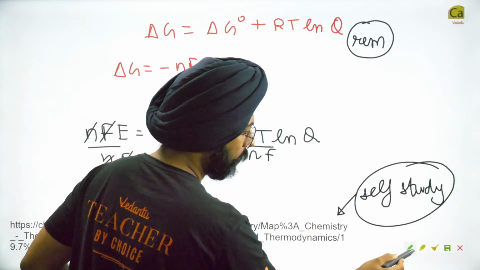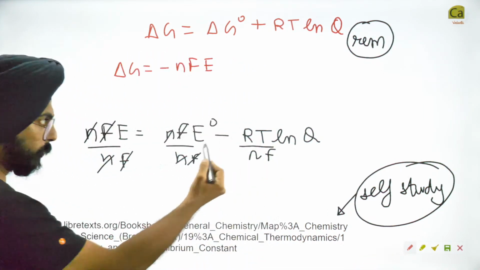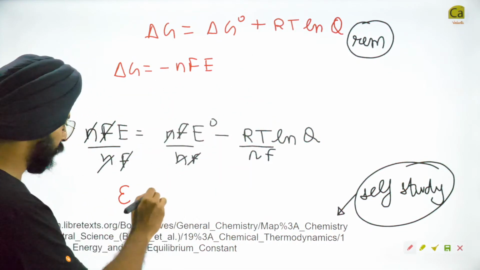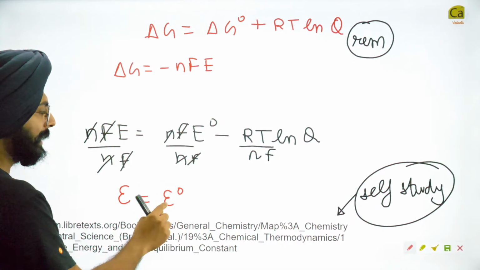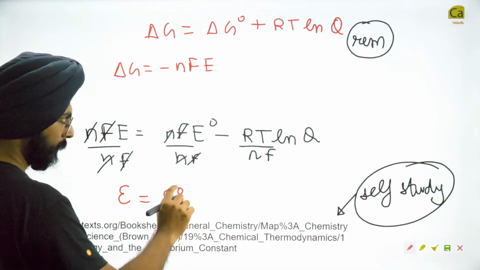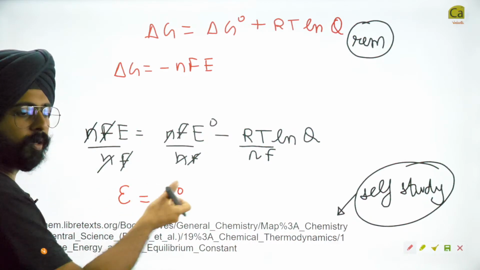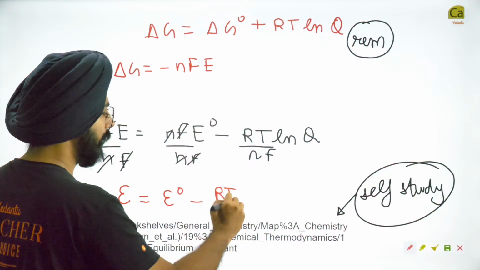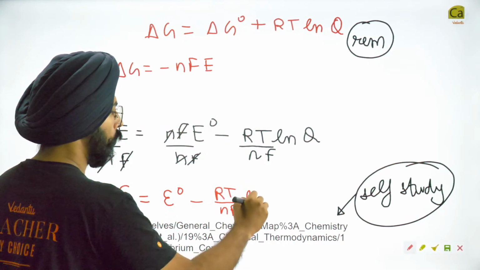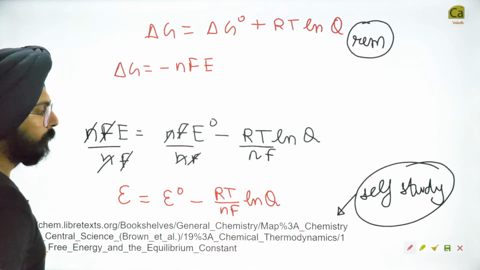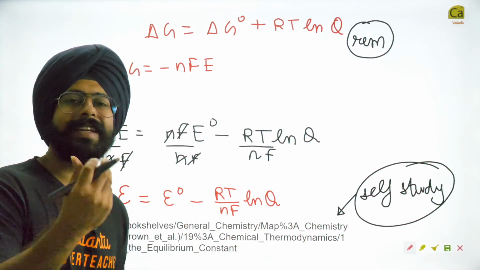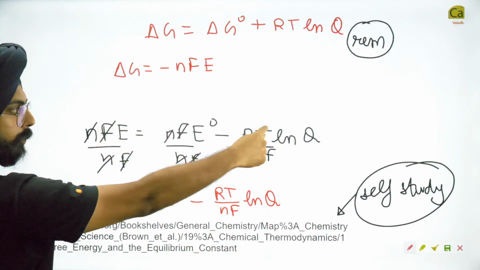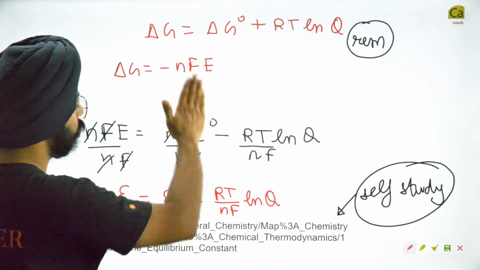Do you see where we are going? What we can write from here is that the EMF of the cell at any point of time is related to the standard EMF of the cell with this particular relationship: E is equal to E naught minus RT by NF ln of Q. What is Q? Q is your reaction quotient. I'm going to erase this, and I'm going to show you an example of the reaction quotient as well.